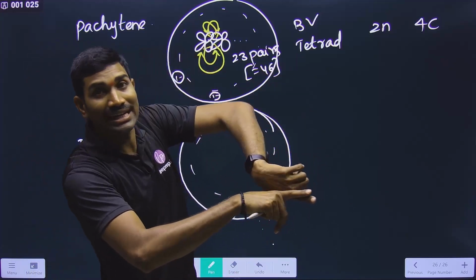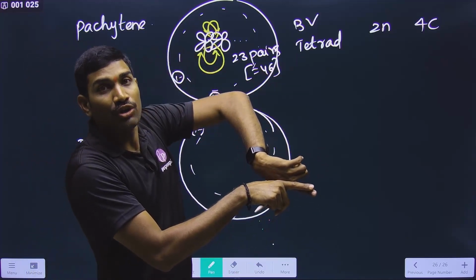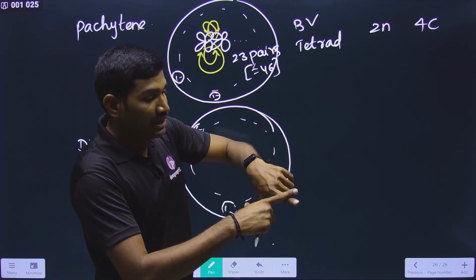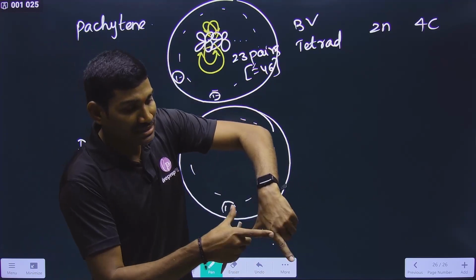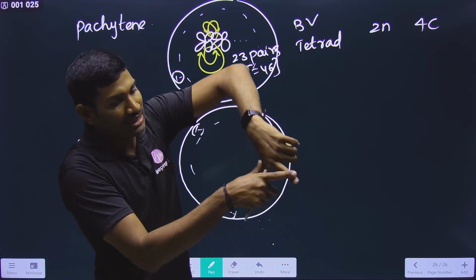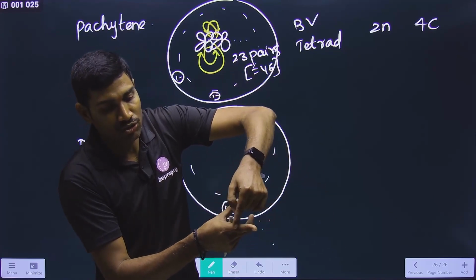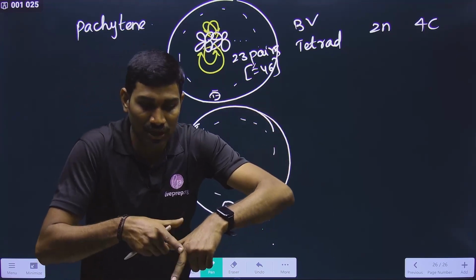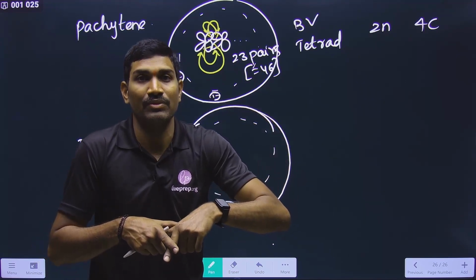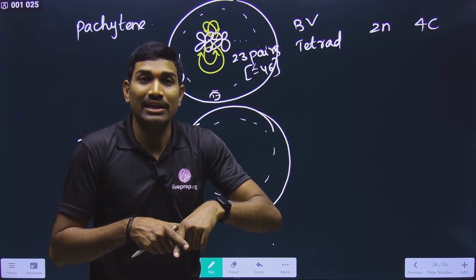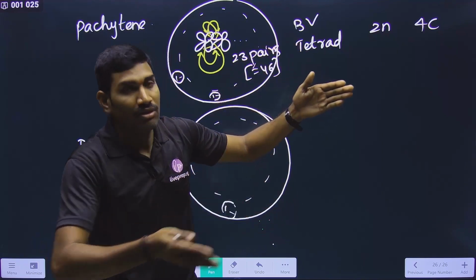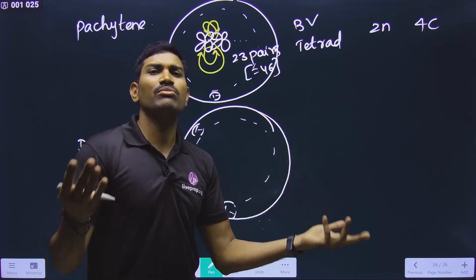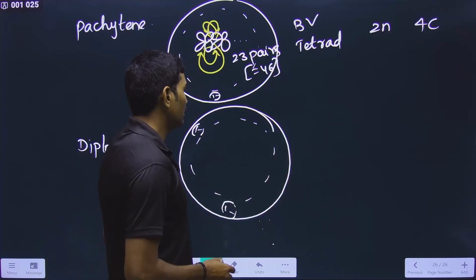Just now I said that along the entire length they are attached. Now in the diplotene, what happens? The synaptonemal complex will dissolve. Wherever crossing over occurred, they are still attached. Wherever there is no crossing over, they got separated. That's why you see the X-shaped structure. Now you can understand why chiasmata are present at various locations along the entire chromatid. Many chiasmata are present.